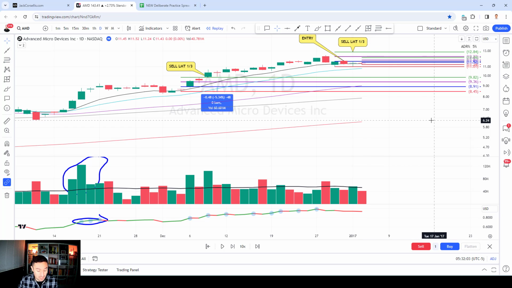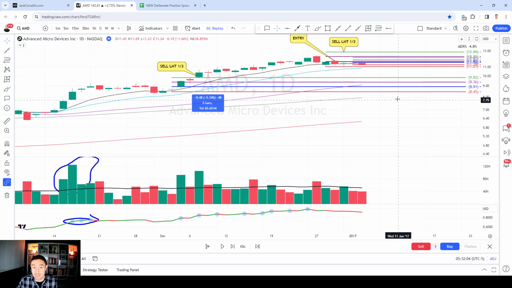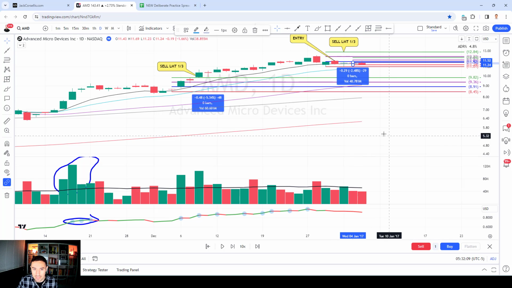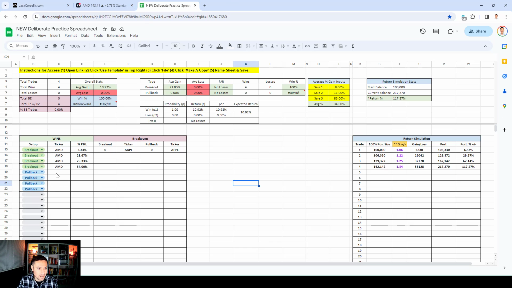So let's do it. It may be a little bit confusing with all these lines. Okay, that's going to be a losing trade. So we go here and we go here like this. That's going to be a losing trade. We'll round it up to 3%. So now we can go in here and we can go AMD -3 like this, and that's a breakout entry. So we're going to put breakout there.